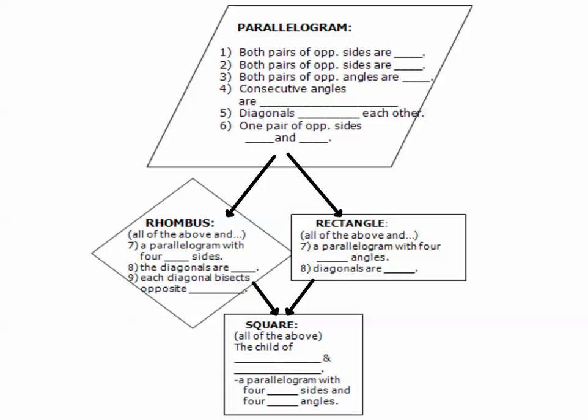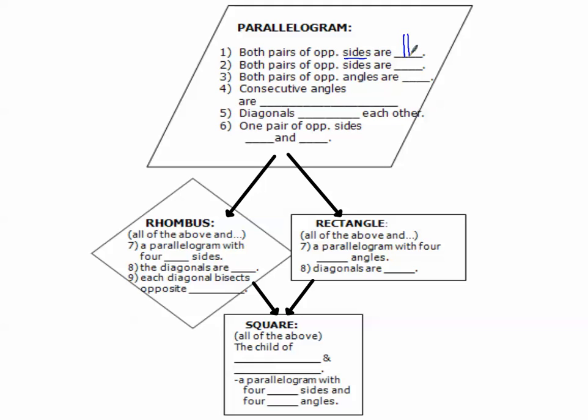Let's take a look at the parallelogram family and remember these characteristics. Perhaps you pause the video and see if you can fill in these blanks by yourself. Come back and check if you were correct. A parallelogram has both pairs of opposite sides congruent and both pairs of opposite sides are parallel. I should have put it the other way.